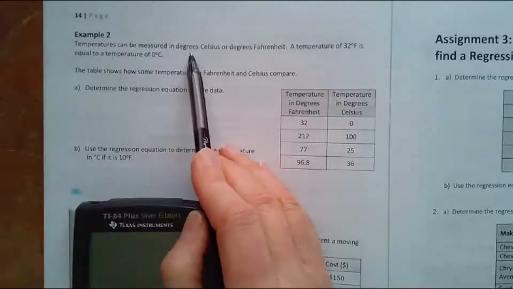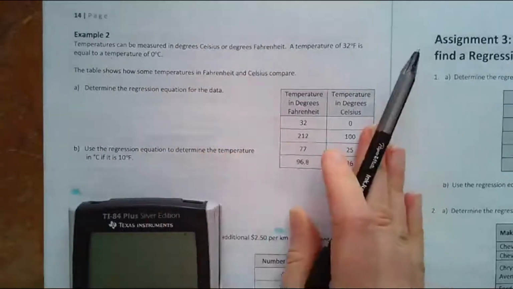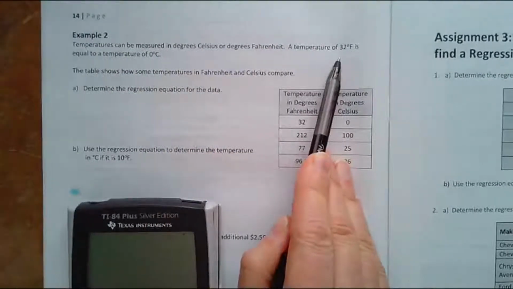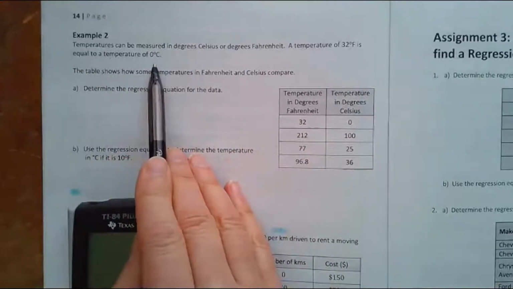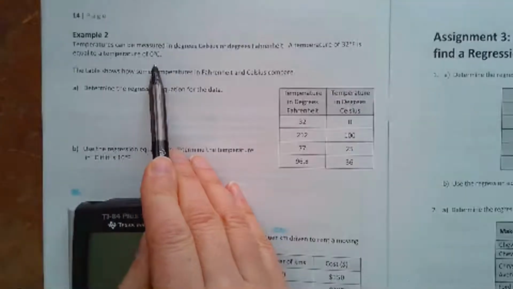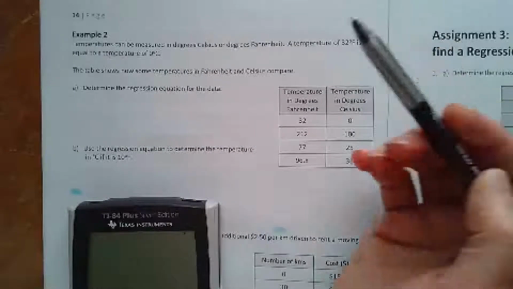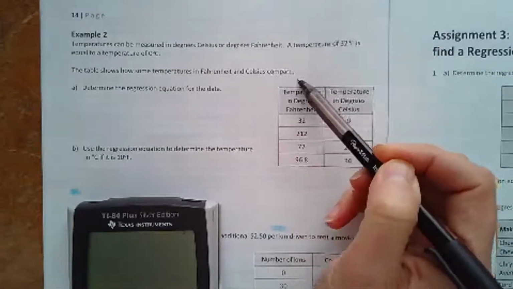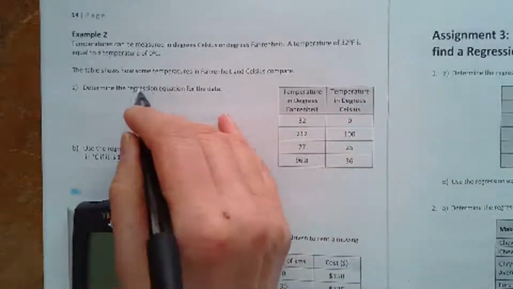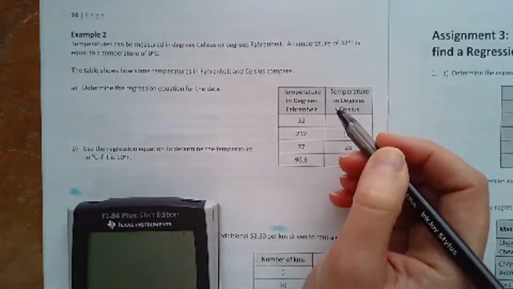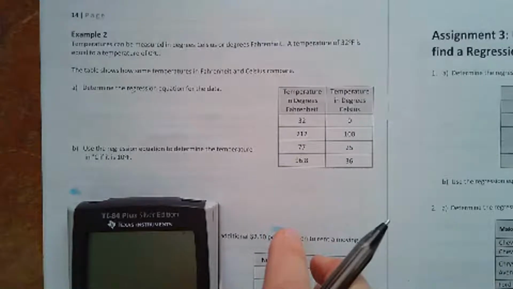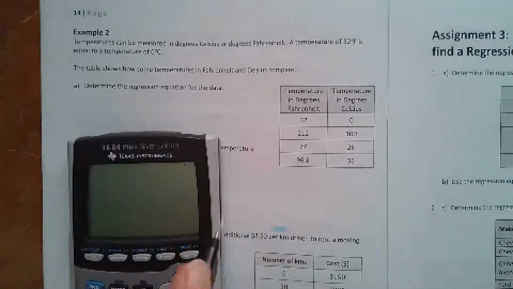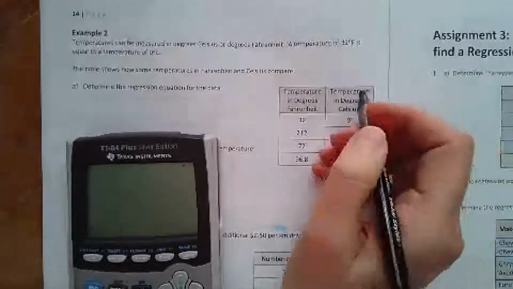Temperatures can be measured in degrees Celsius or degrees Fahrenheit. A temperature of 32 Fahrenheit is equal to a temperature of 0 degrees Celsius. I don't know if you knew that, but that's true. The table shows how some temperatures in Fahrenheit and Celsius compare. So determine the regression equation for the data. That means we're putting the data into the calculator, choosing the right equation, and then spitting out the equation.